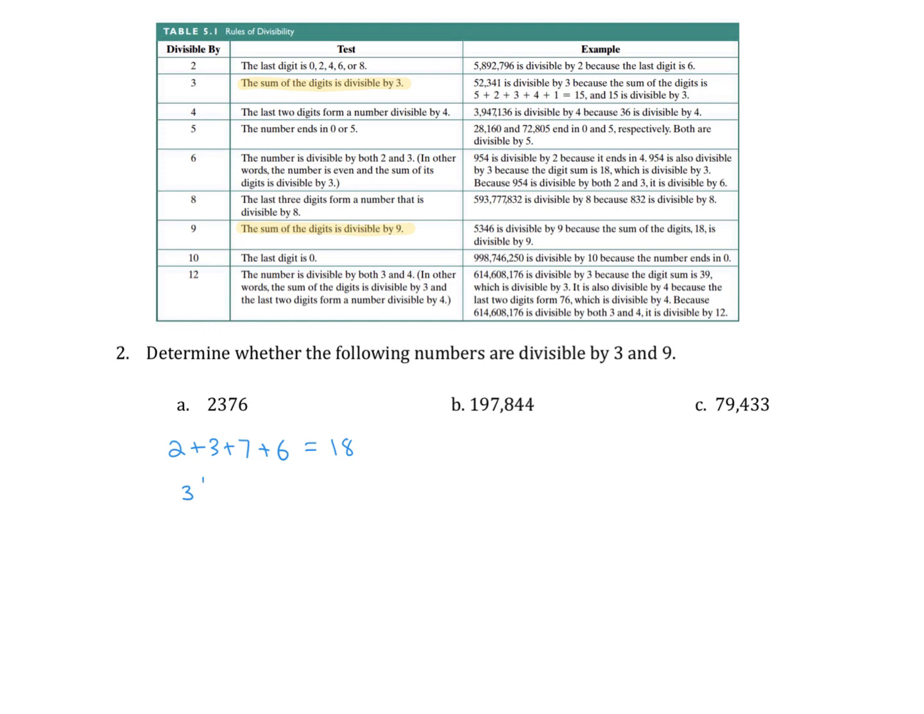3 does divide 18. It's a factor of 18. So that means that 3 does go into the number 2,376. 9 also goes into 18 because 9 times 2 is 18. So the number 2,376 is also divisible by 9. All right, next one. Again, I'm going to add the digits together.